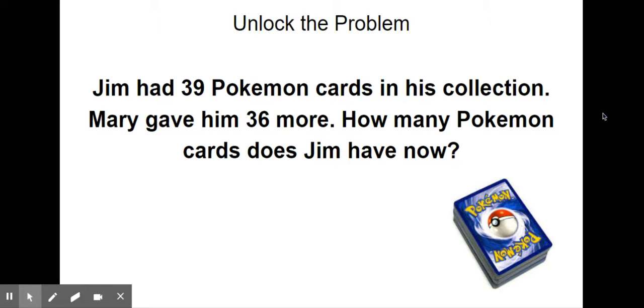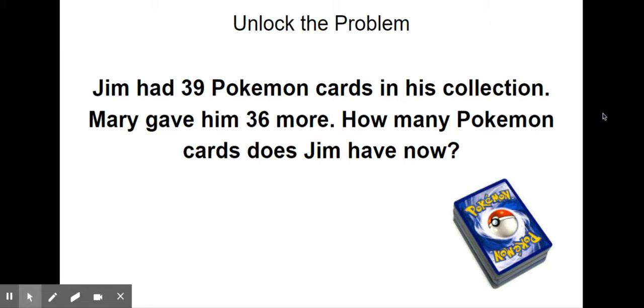Okay, so here is our Unlock the Problem for today. It says Jim had 39 Pokemon cards in his collection. Mary gave him 36 more. How many Pokemon cards does Jim have now?